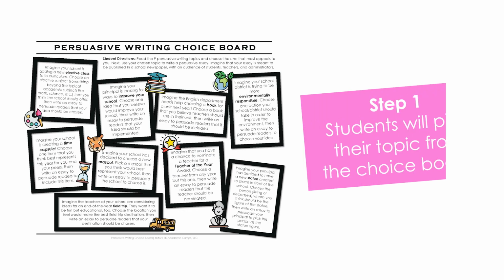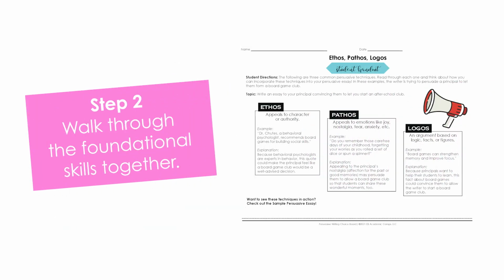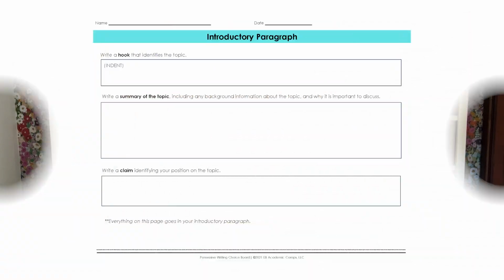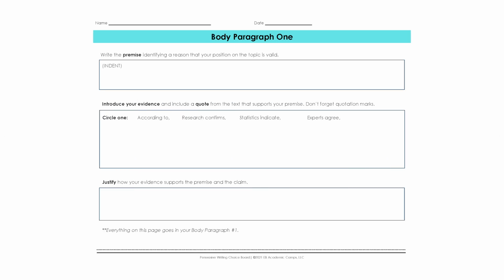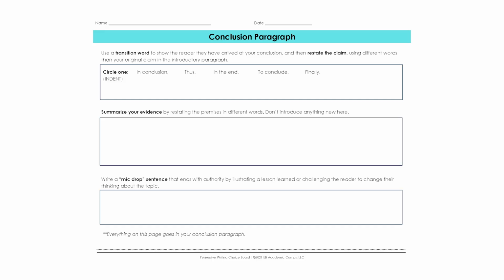After students pick their topic from the choice board, we walk through foundational skills together, things like ethos, pathos, logos, specifically for persuasive writing. We might also include how to add a counterclaim and a rebuttal for argumentative pieces. Then my students use a graphic organizer to plan their essay step by step. Their intro, evidence, counterclaim, all of the things, right?